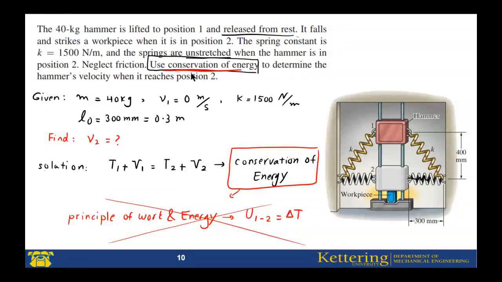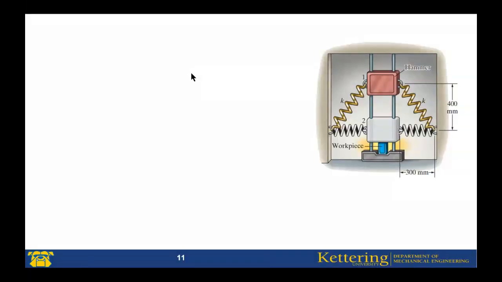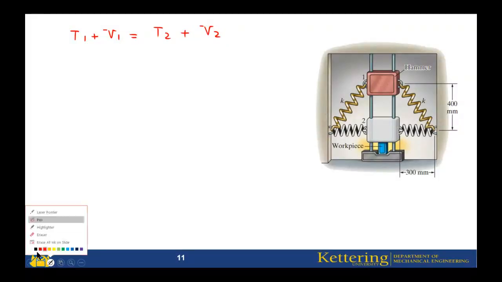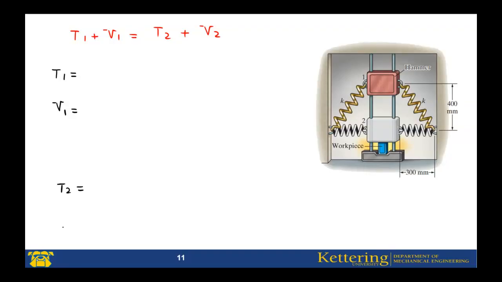Then, can we move to the next slide? Using this equation, T1 plus V1 equals T2 plus V2. This is called conservation of energy. What I usually do is write them like this: T1 equals, V1 equals, T2 equals, and finally V2 equals. I need to find each of these.